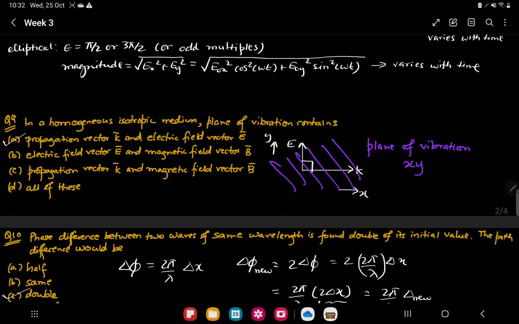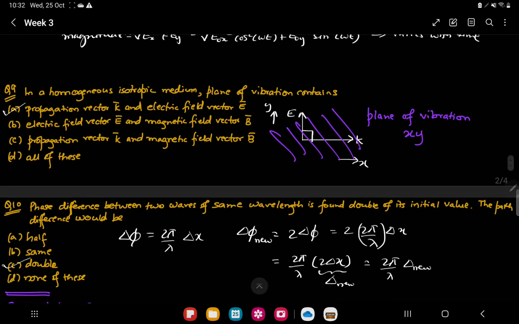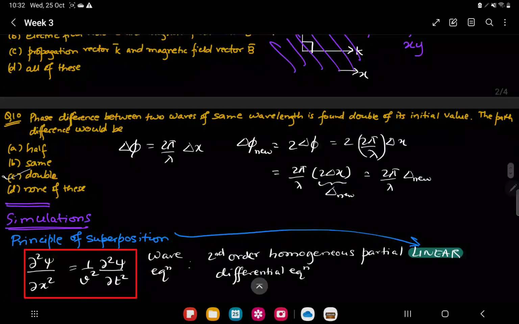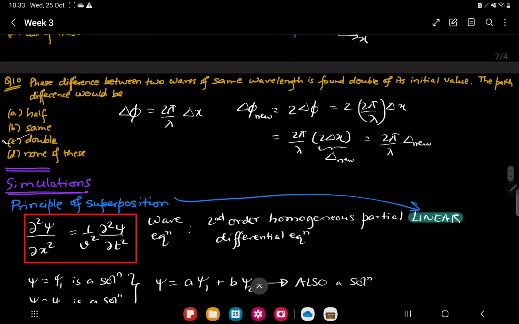In a homogeneous isotropic medium, the plane of vibration contains the propagation vector k and the electric field vector E. The relation between phase difference and path difference we saw earlier is such that phase difference is 2 pi by lambda times path difference. So if the phase difference is doubled, then the path difference would also be doubled.